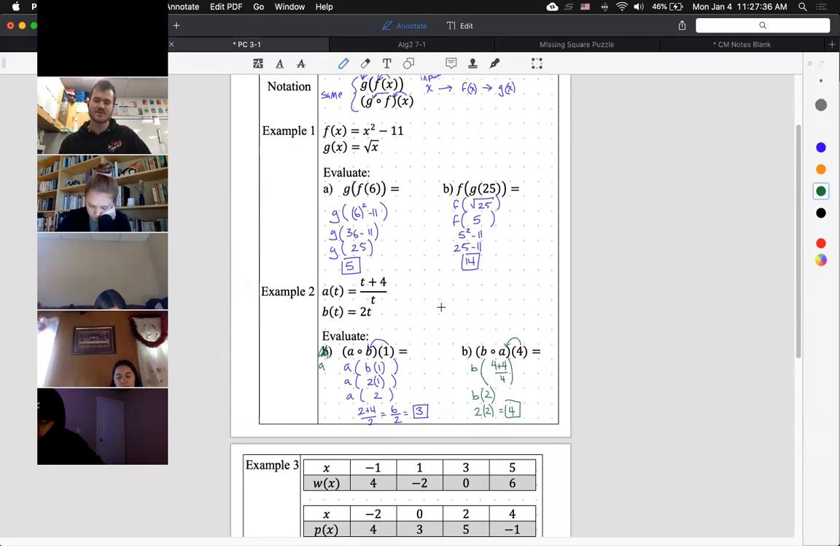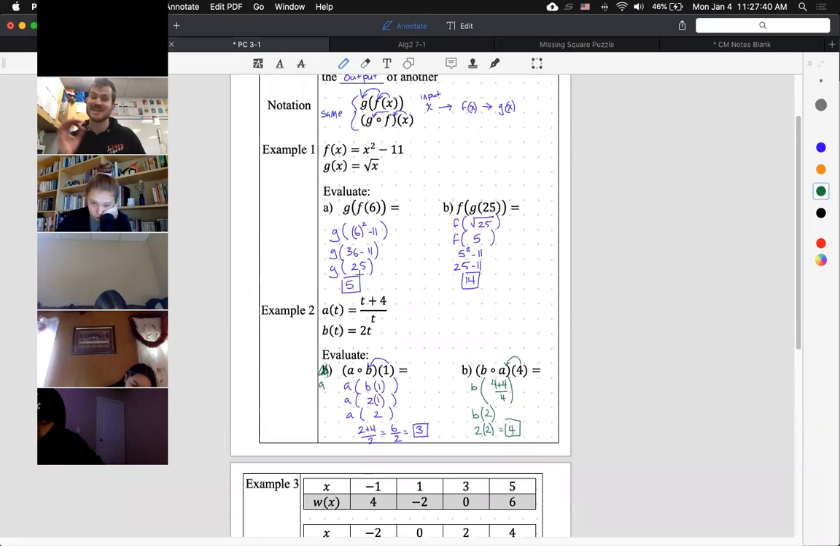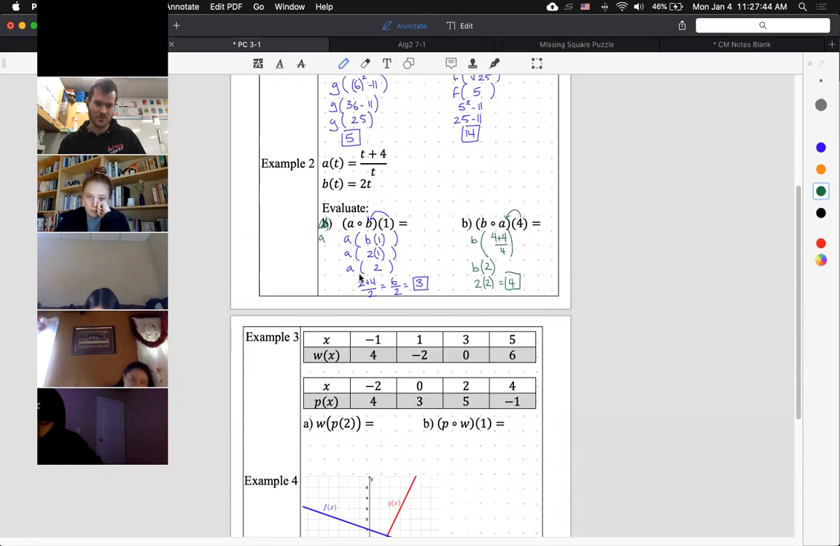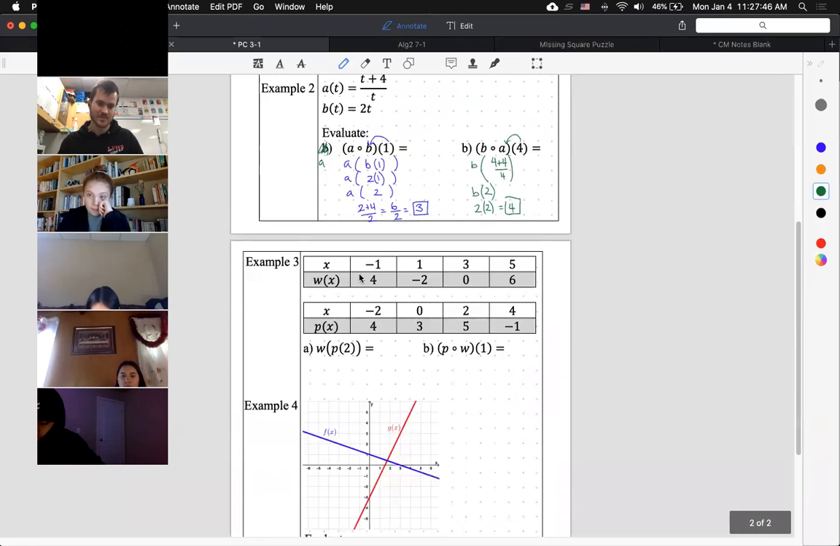So this was the algebra. There are going to be 2 assignments that you have tonight. The first assignment looks exactly like example 1 and 2. The second assignment is a mix of example 3 and 4. So tables and graphs. Let's zoom back in here.